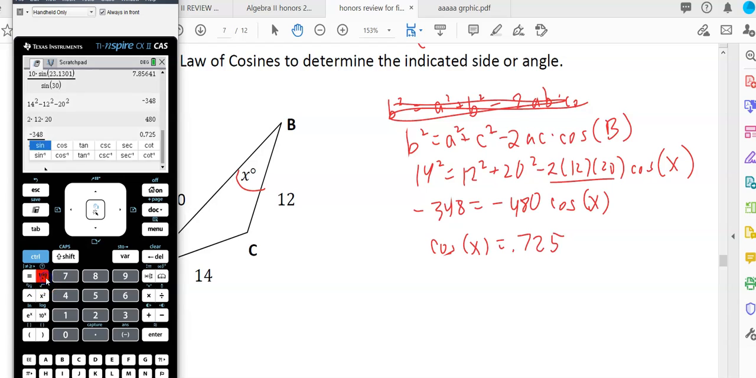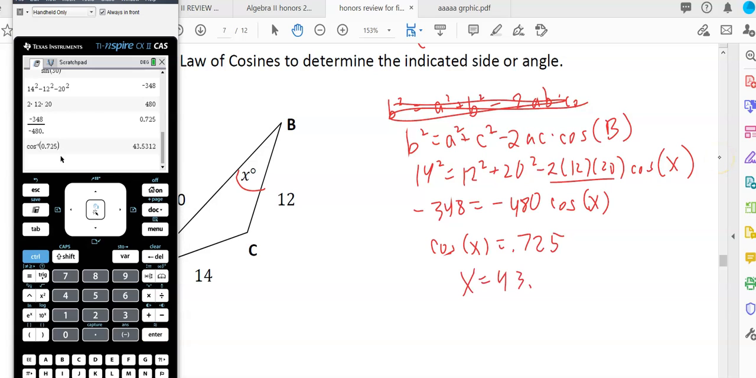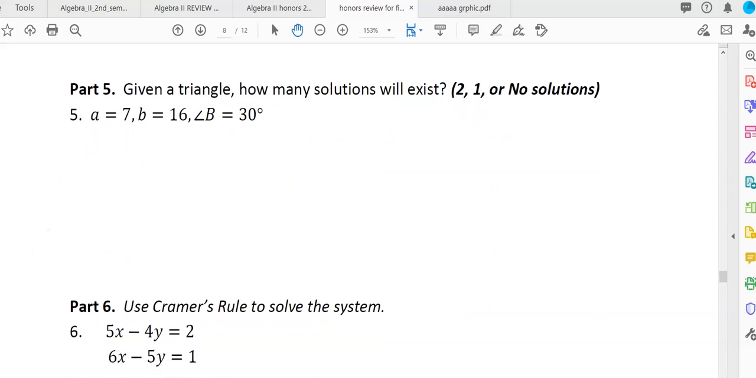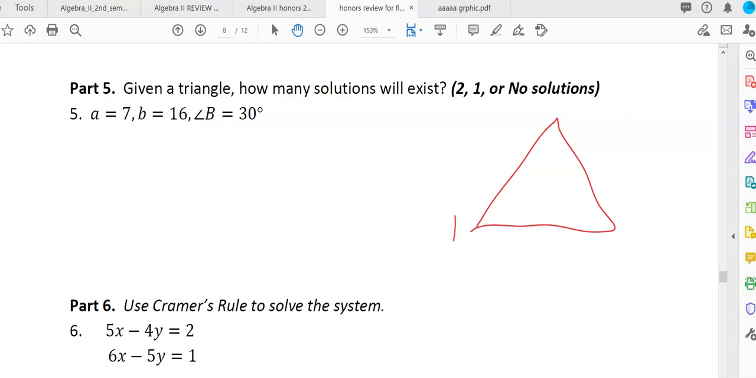Okay, so we're going to do inverse cosine of 0.725. And we get x is 43.5312. I guess that's degrees. How many solutions will there be? So let's just kind of draw it out.